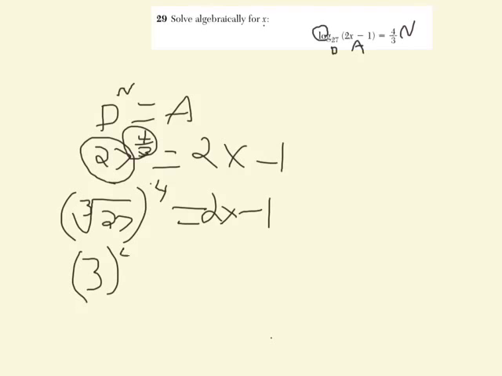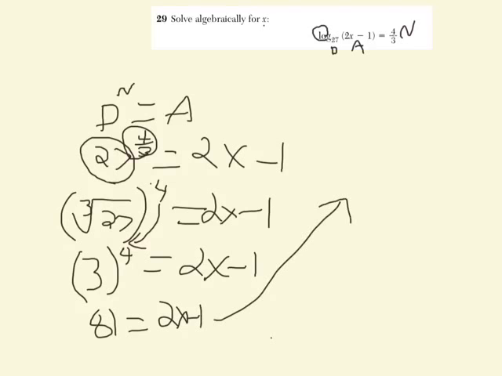And this is where you have to raise it to the fourth power. You bring this down and raise it to the fourth power. This still equals 2x minus 1. Then 3 to the fourth, you can either write it out or plug it into your calculator. It equals 81, and that equals 2x minus 1.